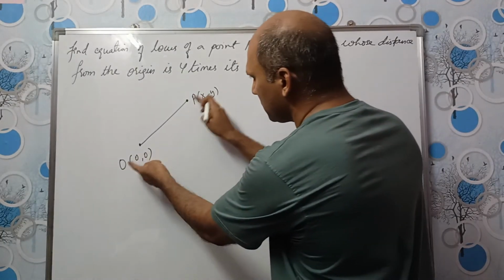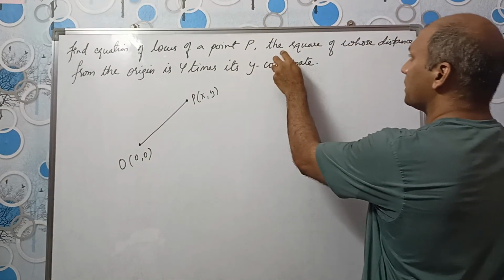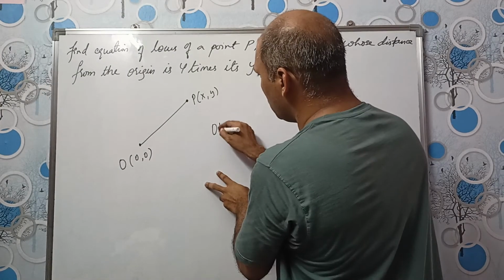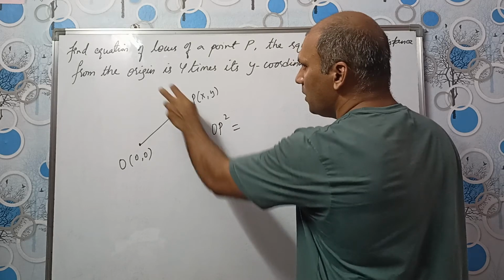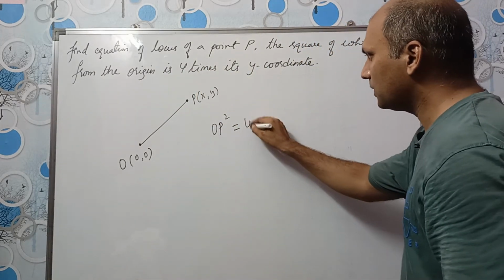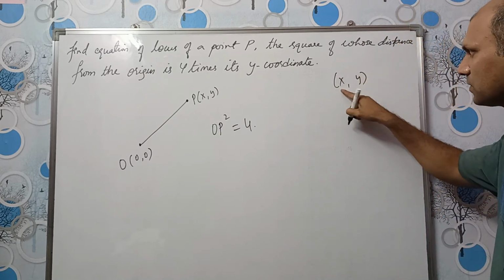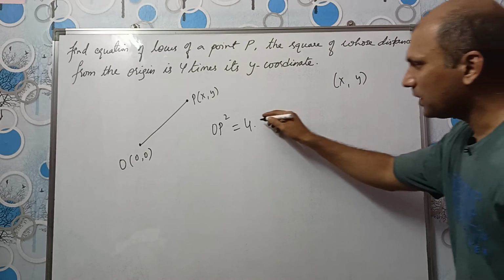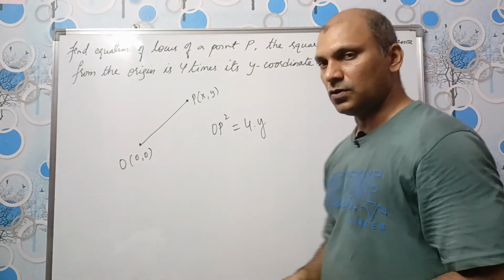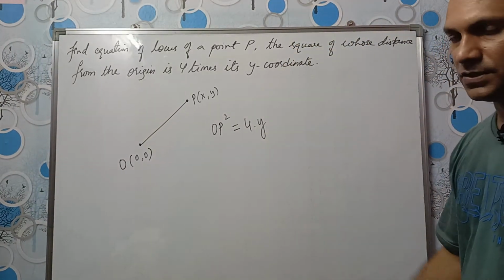The square of this distance, OP square, is 4 times its y coordinate. See, this is x coordinate, this is y coordinate. 4 times its y coordinate means it is 4 times y. OP square is equal to 4 times y, given. Okay, this is the condition given.